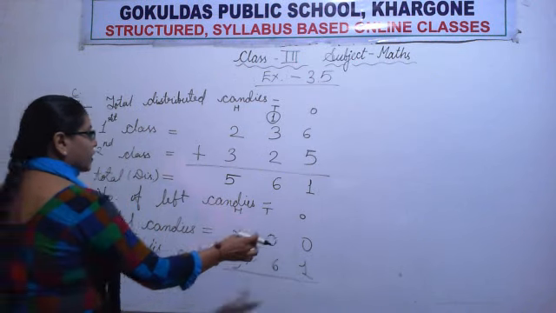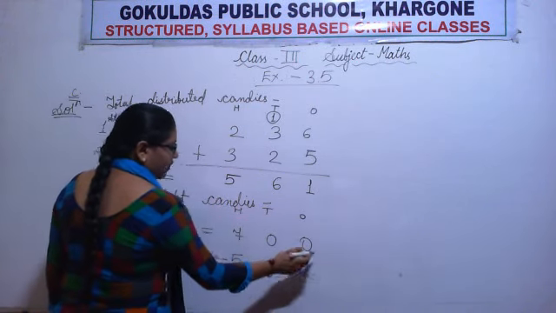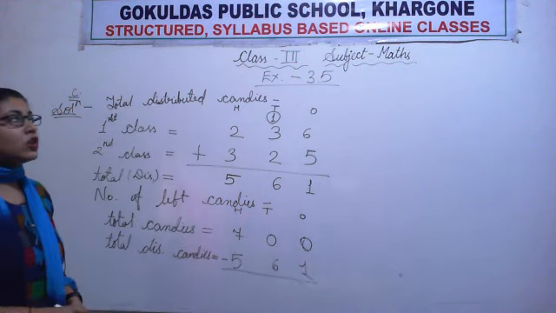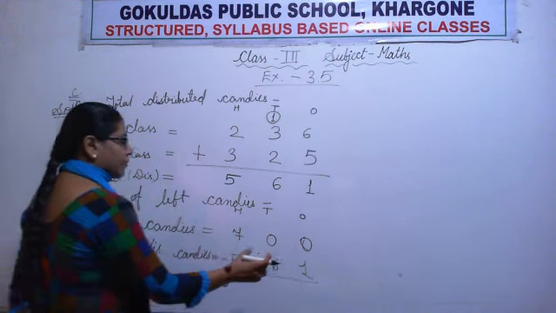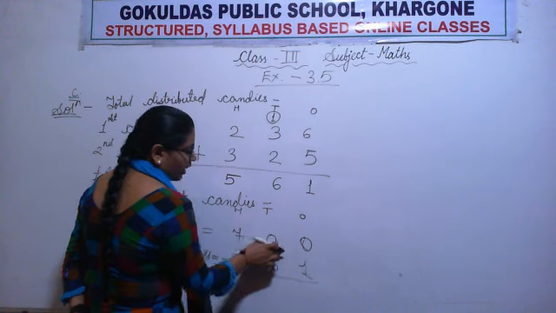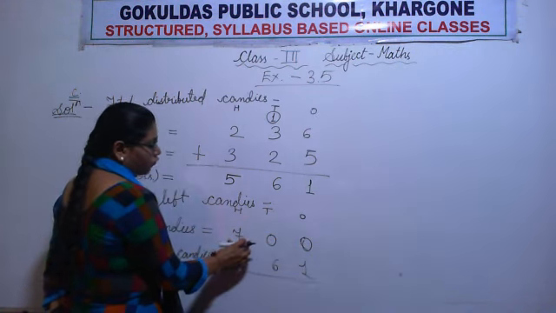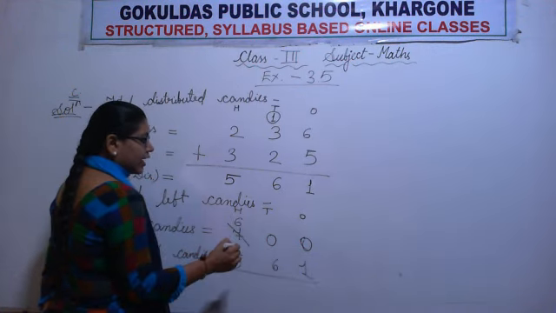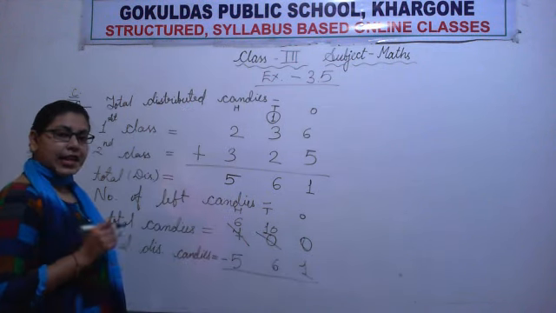So starting from the ones place, 0 minus 1. Can we remove 0 from 1? No. So for this we will borrow. For making this bigger we will borrow. Now we cannot borrow a 10 because this is also 0. So we will borrow from hundreds place. So this 7 will become 600 and give 10 tens to this 0 or this tens place.